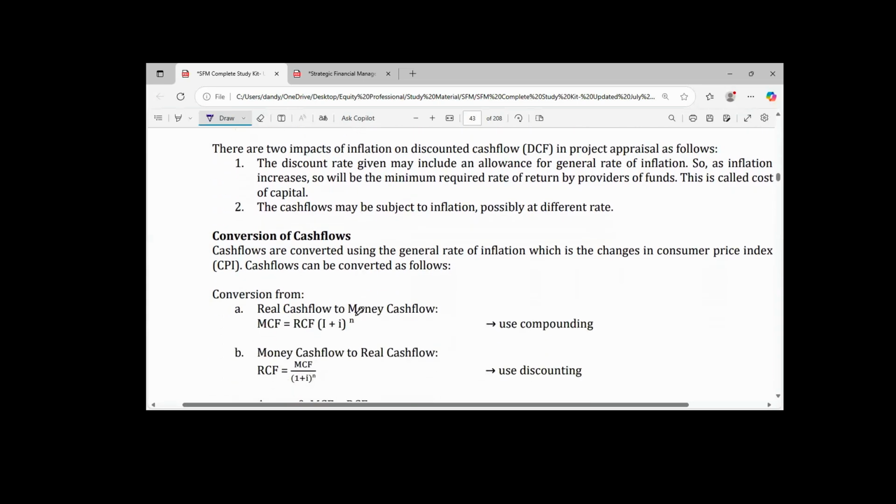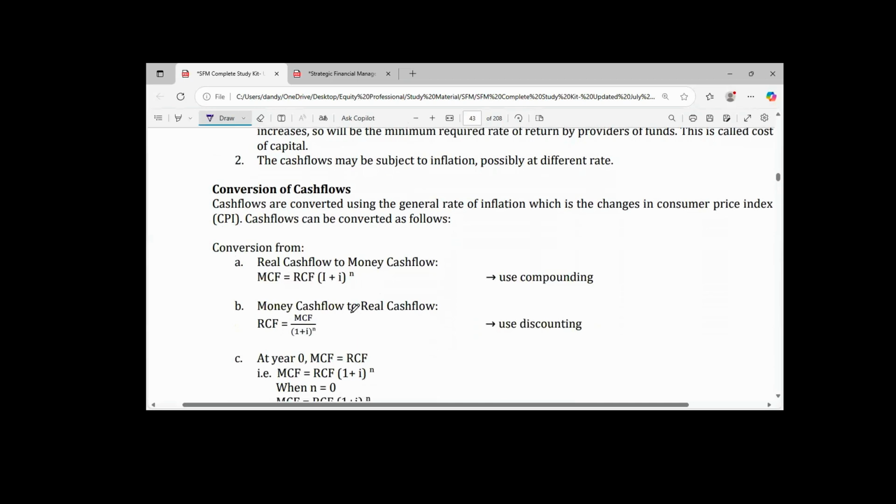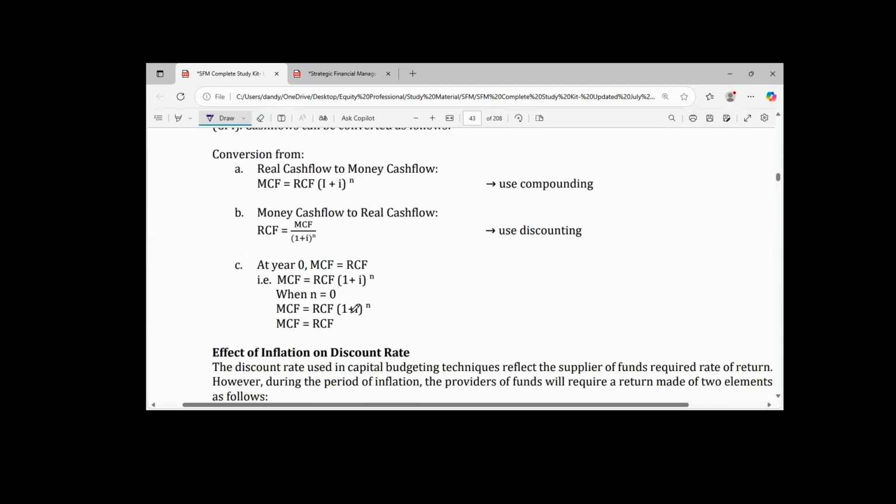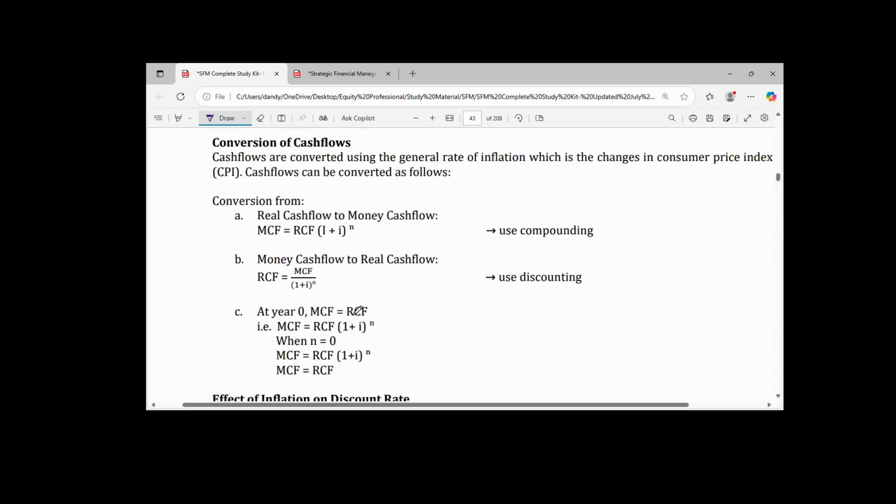So how do you determine money cost of capital, real cost of capital, or even the general inflation rate? For the purpose of inflation, you are supposed to use the Fisher effect formula. Professor Irving Fisher, an economist, is the one that developed the formula.